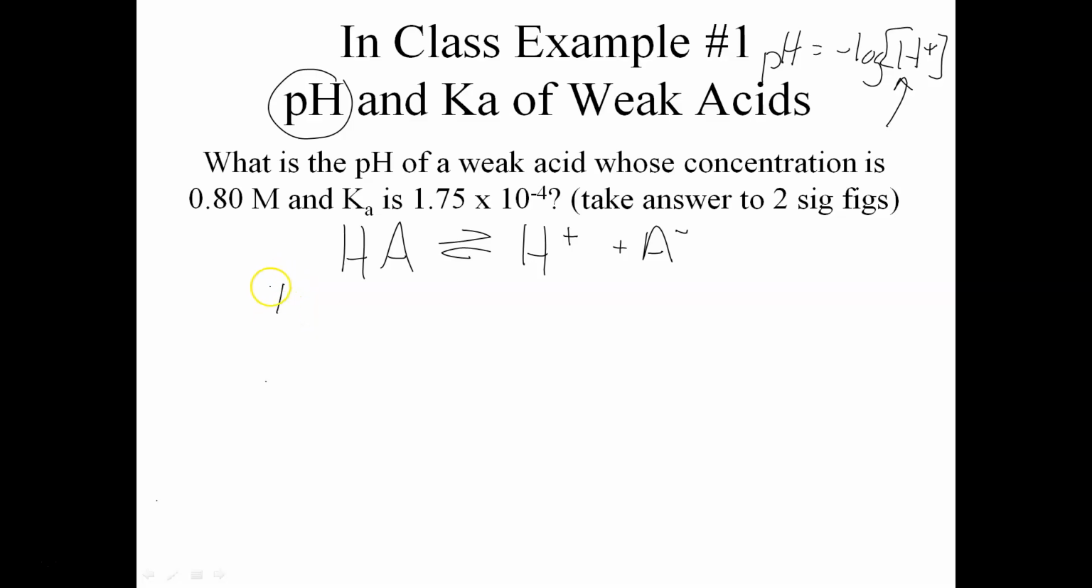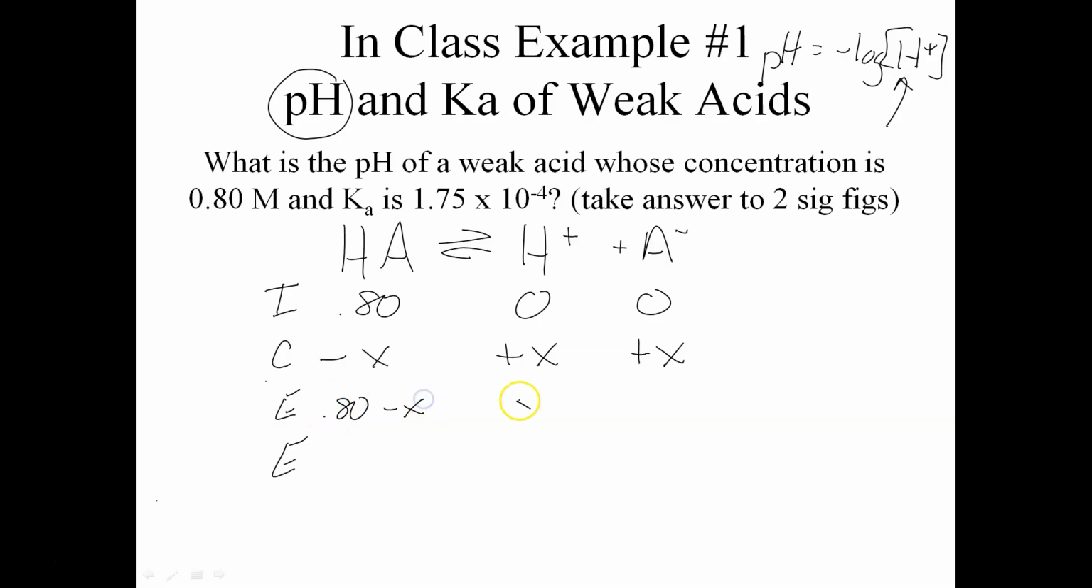So I'm going to set up an IC table. That's going to give me a visual of what's going on. So I'm going to have 0.80 molar is my concentration of weak acid, 0 and 0 for H plus and A minus. Simple, plus X for my products, minus X for my HA concentration. My equilibrium equation here, 0.80 minus X, X, and X, okay?